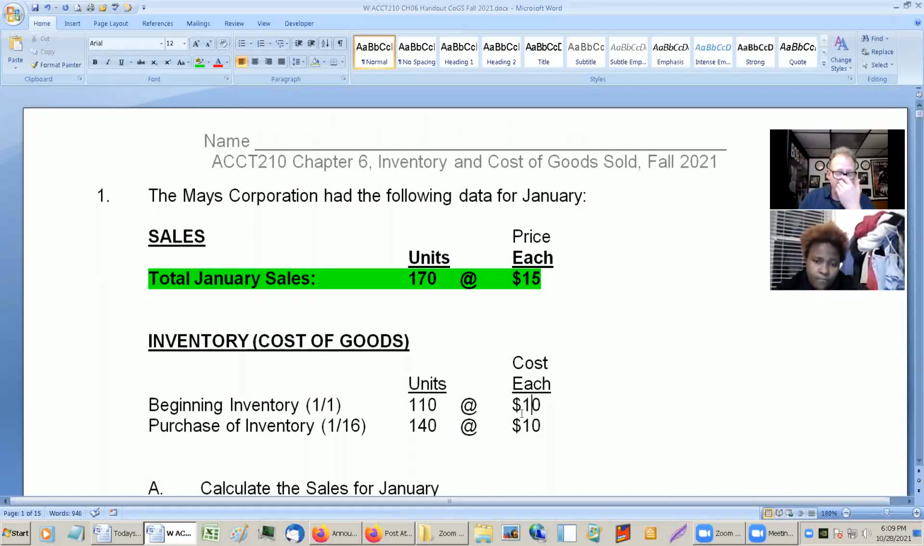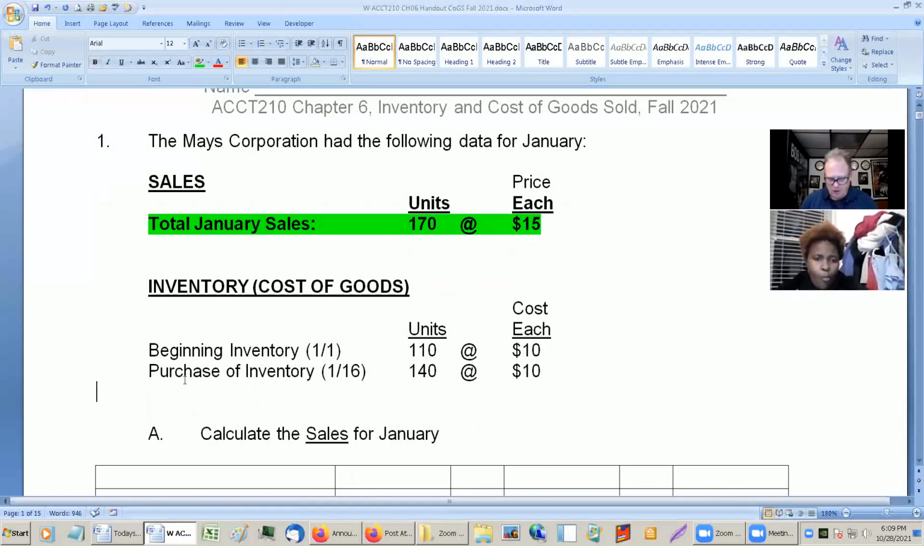They sold them for $15, they cost $10 each. So whatever, $5 each. So anyway, we're going to put in the sales, and the sales are usually the easy part of these. And then we're going to go to the inventory stuff. All right. So let's do the easy part. Let's do the sales first.